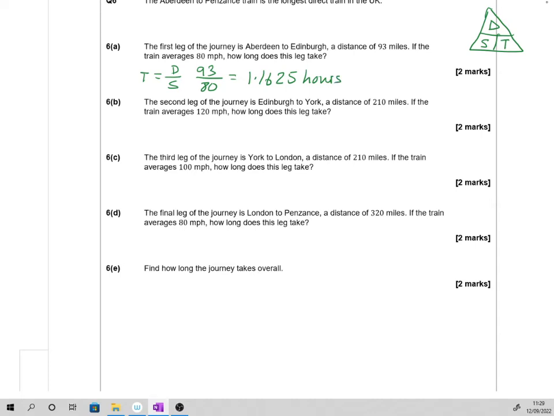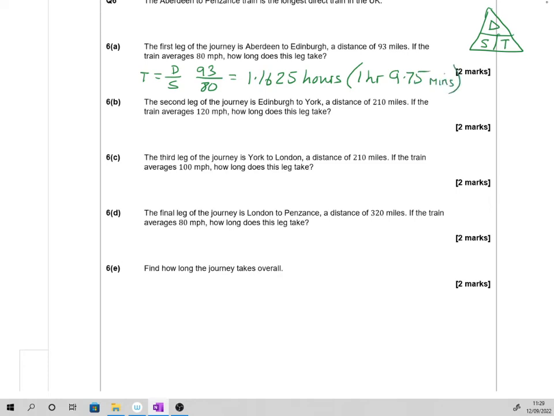Now if we want to change all this decimal stuff into minutes, we just multiply by 60. So if I do 60 times 0.1625, that comes up with 9.75 minutes. So this could be 1 hour, 9.75 minutes. I don't know whether we need this.